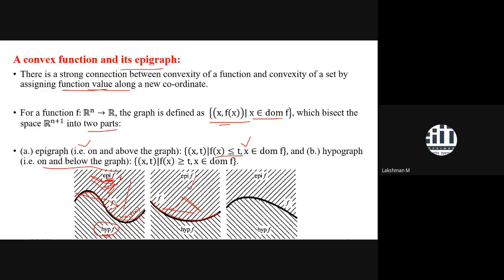So very fine. A function which has a convex epigraph, we can claim that the function is a convex function, or vice versa. If the function is convex, it will imply that the epigraph is a convex set. But here, the hypograph would not be convex.